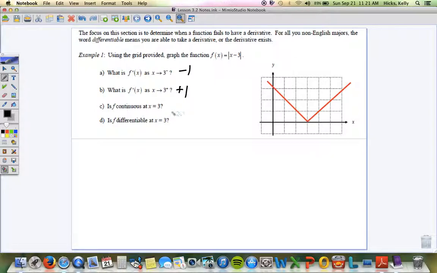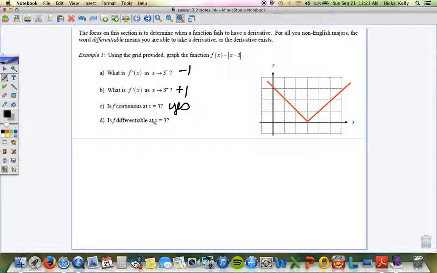Is f continuous at x equals 3? Yes, it is. Let's see. We could just come down here. That is defined. And then we would go back up. You could use the old-fashioned, yes, I can do this without picking up my pencil. You can use your limit definitions. It's definitely continuous, or you can just look at it. It's definitely continuous at x equals 3.